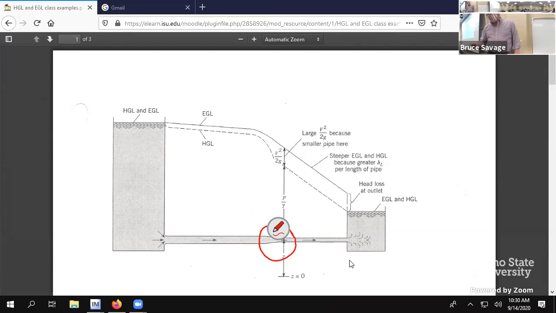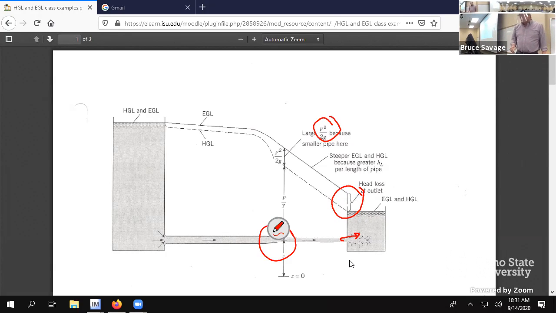All right. We started up here. The EGL and HGL are together because there is no velocity in this reservoir. And then as the velocity goes through this rounded corner, the HGL forms and tracks it. They are parallel. The difference between them is the velocity head right there. That's the difference between the HGL and the EGL. When we come down here at the outlet, we have the velocity that's going into the pipe right here. And hence we lose one velocity head at the outlet. Hence the minor loss for an exit is 1.